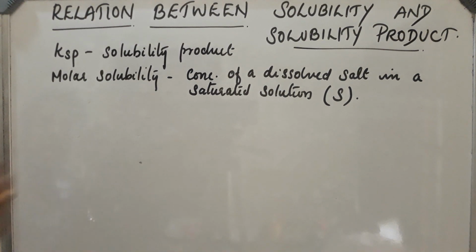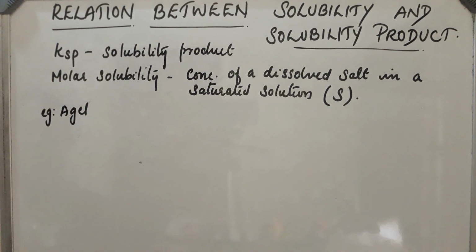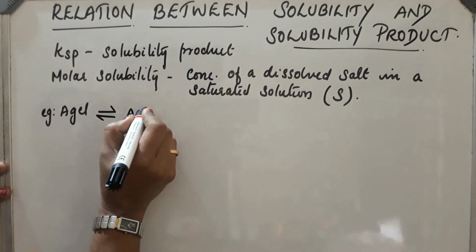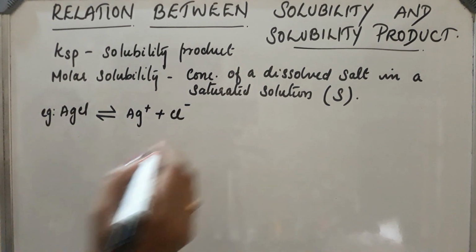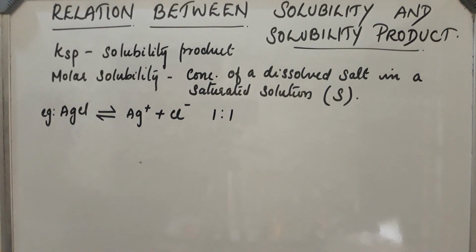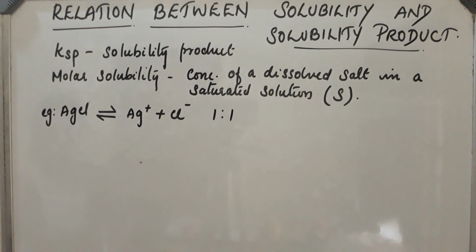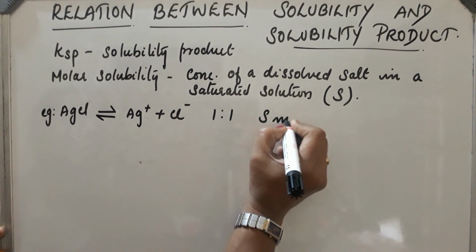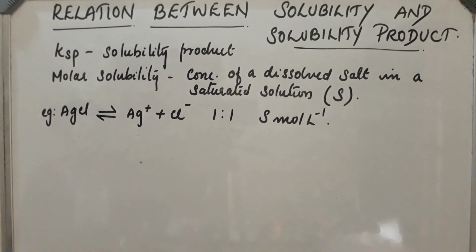If we take AgCl as an example, in a saturated solution it ionizes as Ag plus and Cl minus, and these ions are in the ratio 1:1 concentration. One Ag plus and one Cl minus. So S mole per liter is the solubility of these ions.